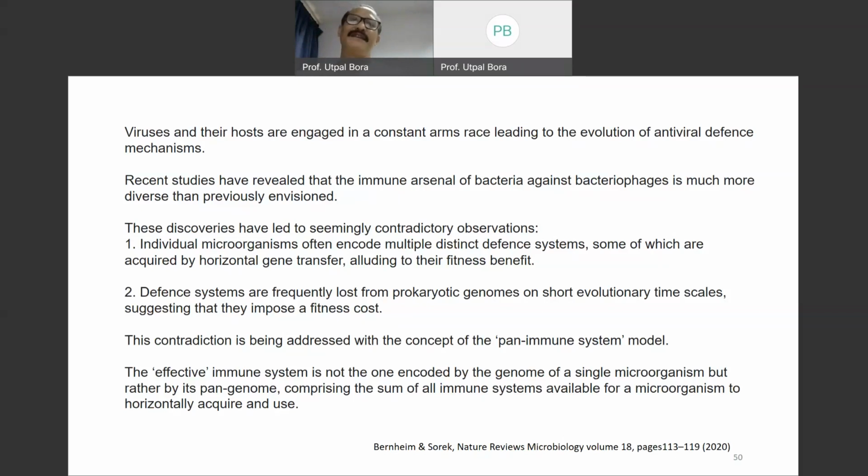So an effective immune system is not the one encoded by the genome of a single microorganism, but rather by its pan-genome, comprising the sum of all immune systems available for a microorganism to horizontally acquire and use. So this means that in a particular ecological niche, certain bacteria and their related species or types will try to possess all these arms or arsenal as a community, on a community ownership basis. So every house may not have all the gadgets, all the equipment required. But when you require a particular tool, you go to your neighbor's house and bring that tool.